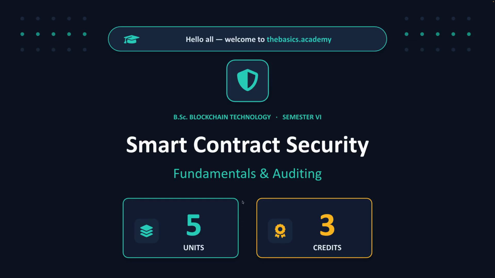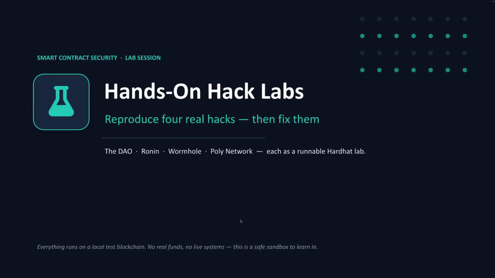This is Smart Contract Security, Fundamentals and Auditing, a 5 units, 3 credit course in the BSc Blockchain Technology program. Let's get into it. This is Smart Contract Security Lab Sessions.